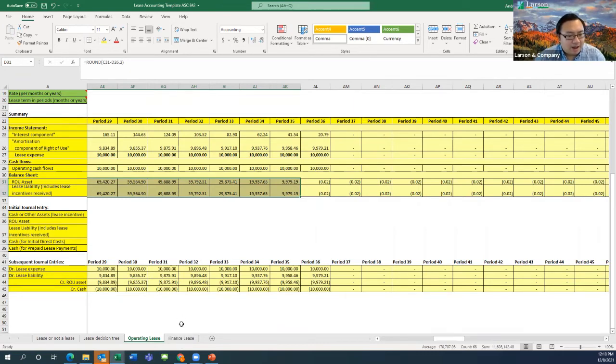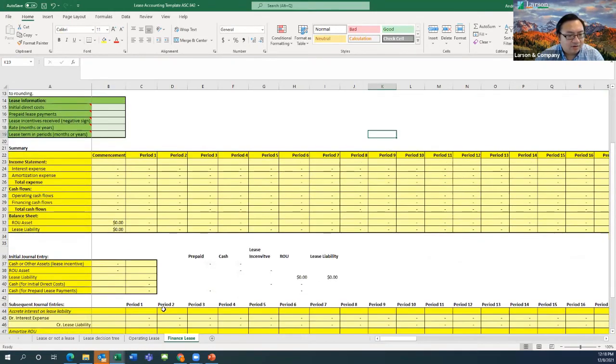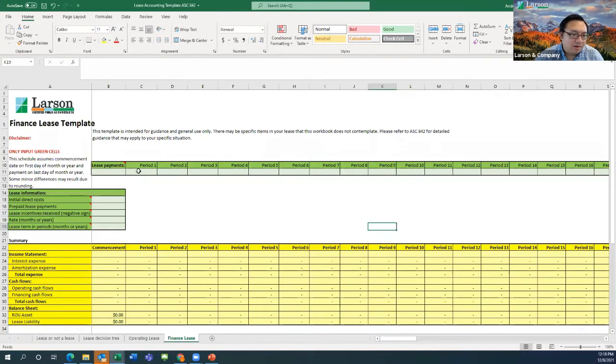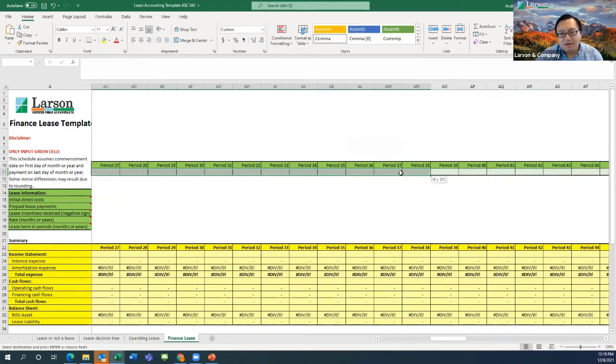Now let's talk about what will happen if this is a finance lease, right? Let's say we use the same, how is this different? Assuming that there is a bargain purchase option. So let's put that on here again.